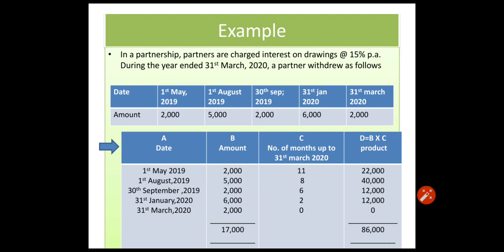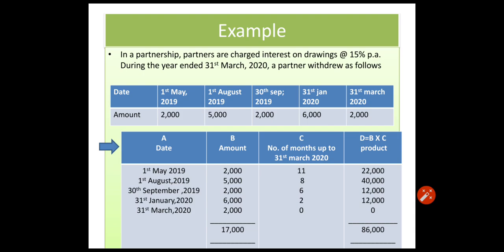Then after recording dates, write the amount of drawings in column B, that is the amount column. On 1st May the amount withdrawn was 2000, then 5000, then on 30th September 2000, on 31st January 6000, and on 31st March 2020, 2000. After writing date and amount, in column C, you are going to write the number of months remaining from the date of drawing till the end of the year, that is till 31st March 2020.